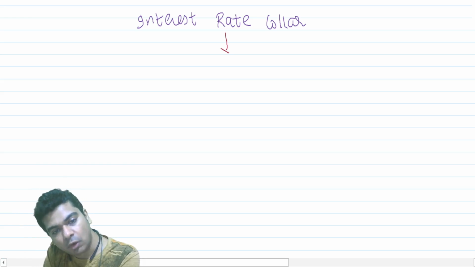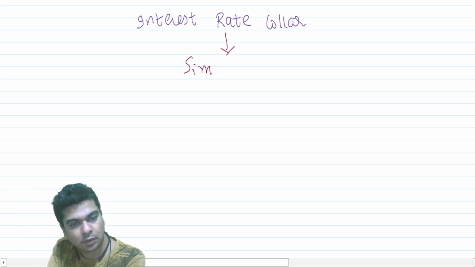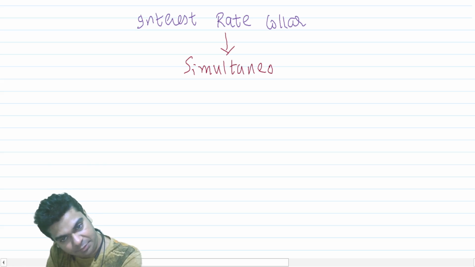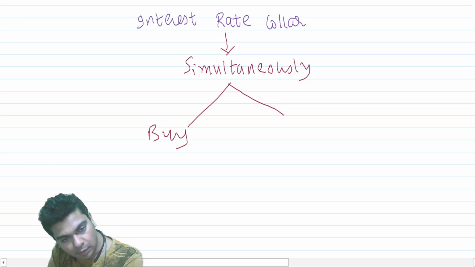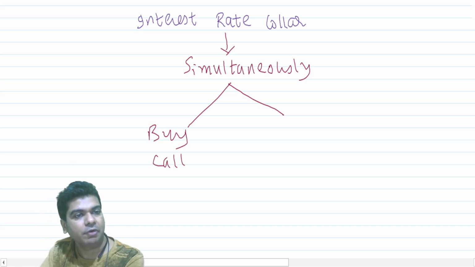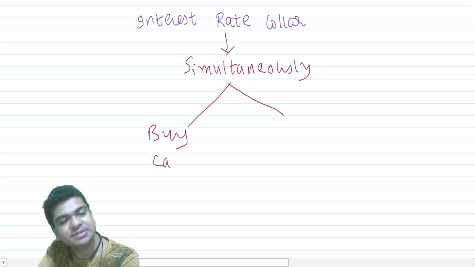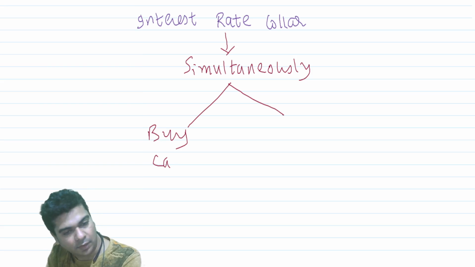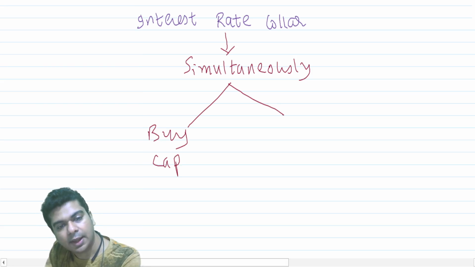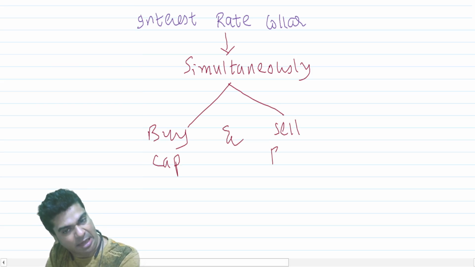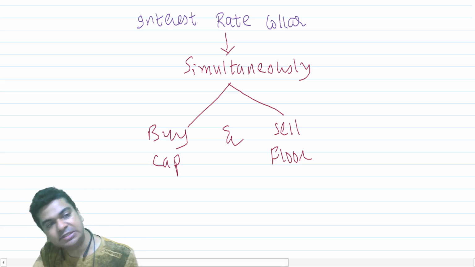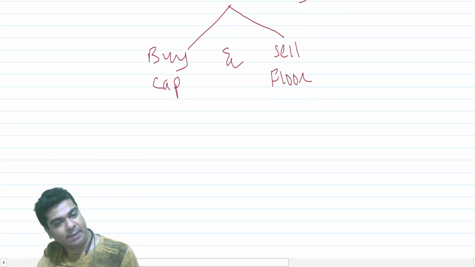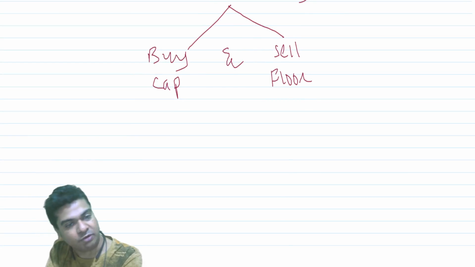What I will do in an interest rate collar is simultaneously buy a cap and sell a floor. Yes, I will buy a cap and simultaneously I will sell a floor. Now, what will be the end outcome of this? When you buy a cap and simultaneously sell a floor, what will happen?